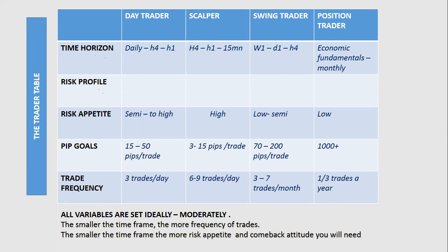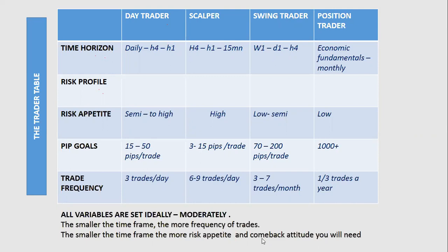So it says here, the smaller the time frame, the more frequency of trades. If you are a smaller time frame trader, a scalper, for you to hit targets, you'll be taking more trades than a swing trader who is taking trades on monthly, because they wait for the weekly candle to form and everything before they take the trades. And a scalper is looking at 1 hour to 15 minutes. So the smaller the time frame, the more risk appetite and comeback attitude you will need.